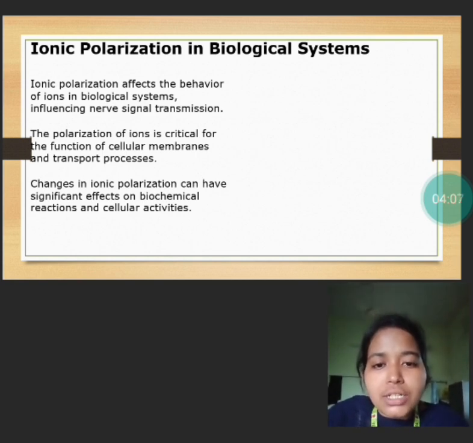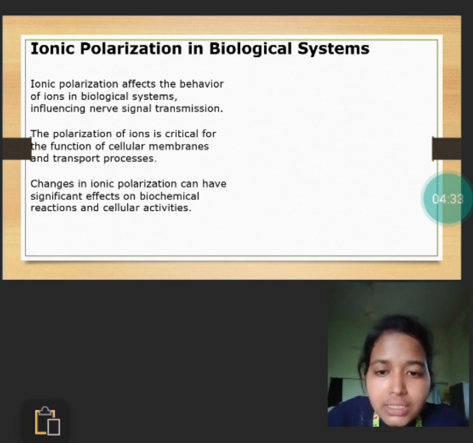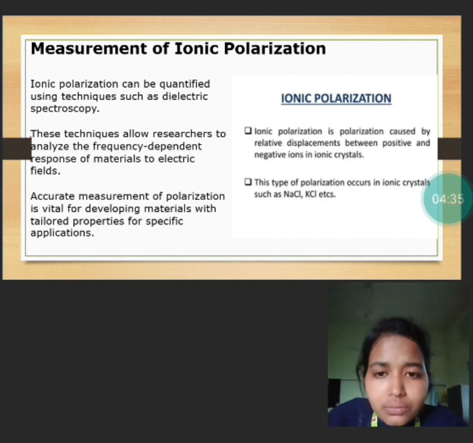Ionic polarization in biological systems. Ionic polarization affects the behavior of ions in biological systems, influencing nerve signal transmission. The polarization of ions is critical for the function of cellular membranes and transport processes. Changes in ionic polarization can have significant effects on biochemical reactions and cellular activities.